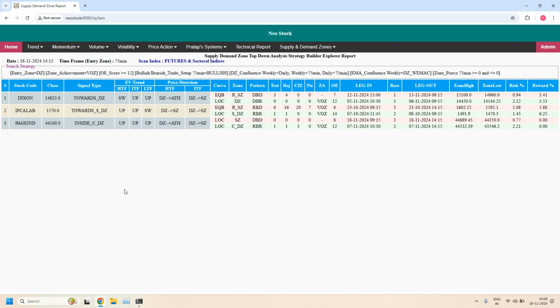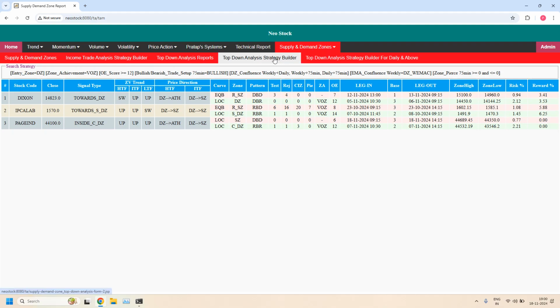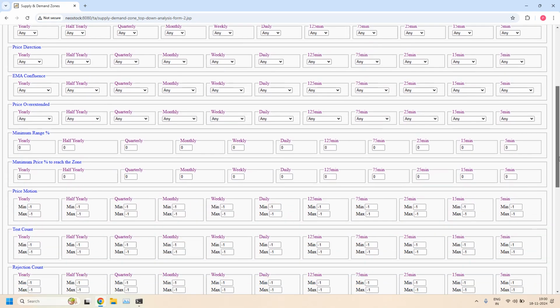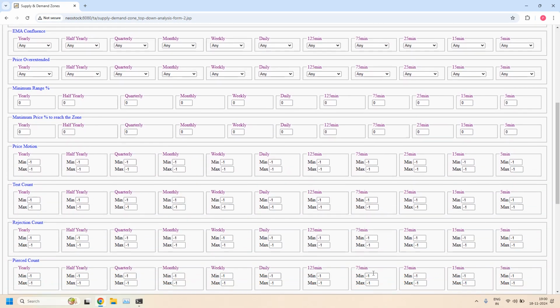Okay, next let us focus on bearish trade setup for weekly income trade, entry time frame 75 minutes, entry zone, supply zone. In bullish or bearish trade setup at 75 minutes entry time frame, I am selecting bearish. The 75 minute supply zone should not be pierced. So at 75 minutes time frame, minimum value I am setting 0, maximum value 0.